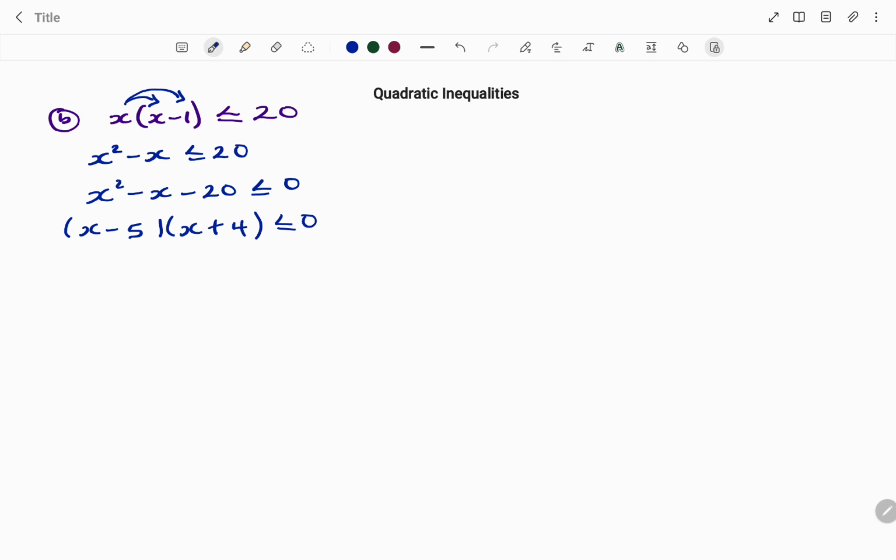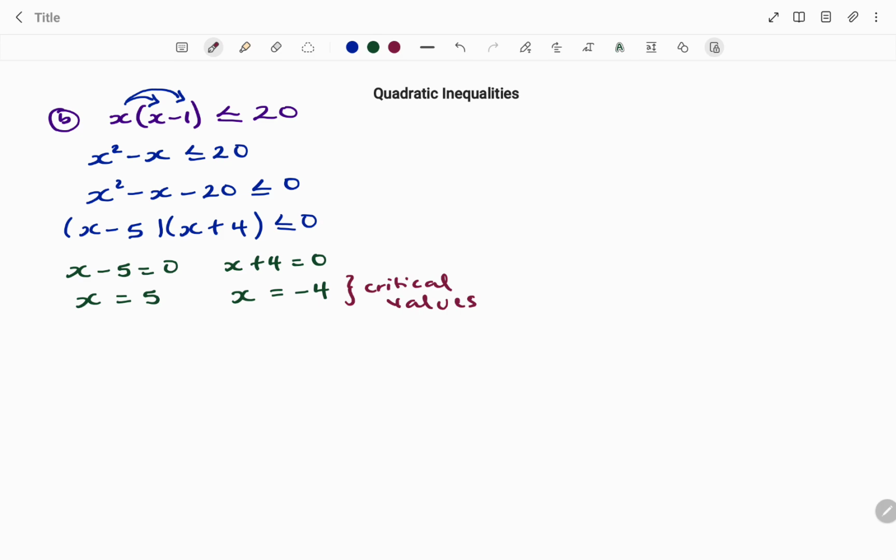Now that we've factorized, the next step is to find the critical values. For critical values, we assume the inequality sign is an equals sign, equal to 0. So we have x minus 5 equals 0. Therefore, x equals 5. And for the second critical value, we have x plus 4 equal to 0. Taking our positive 4 to the right-hand side, that will become negative 4. So we have 5 and negative 4 to be our critical values. The next step, I'm going to correct the spelling.